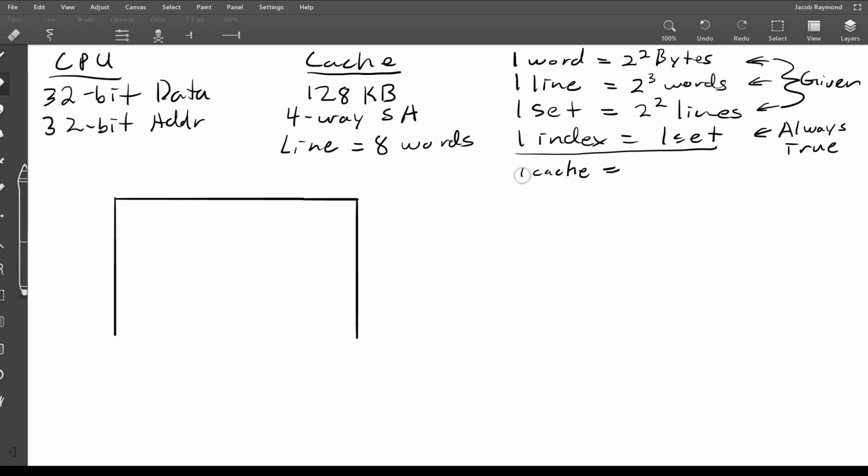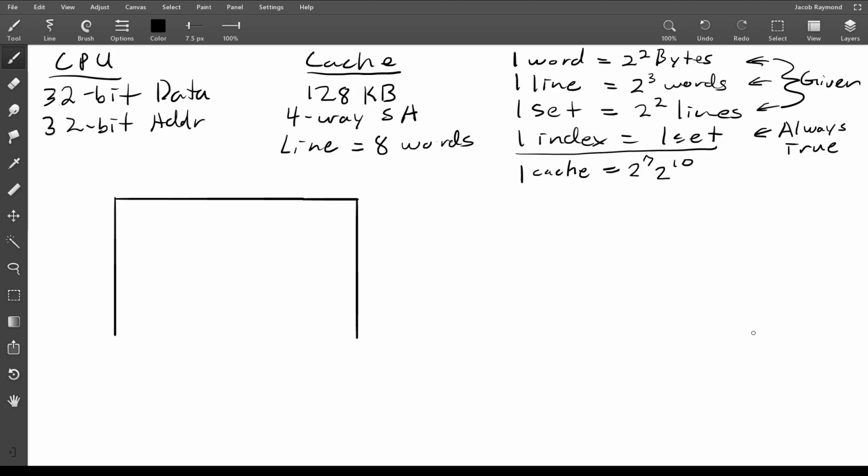It seems kind of dumb to say one cache, but again, these are all units, and we're just figuring out how to convert between units. If we can do that completely freely, then we can solve the problem with no issue. So one cache here is 128. That's 2 to the power of 7. And then kilo is 2 to the power of 10.